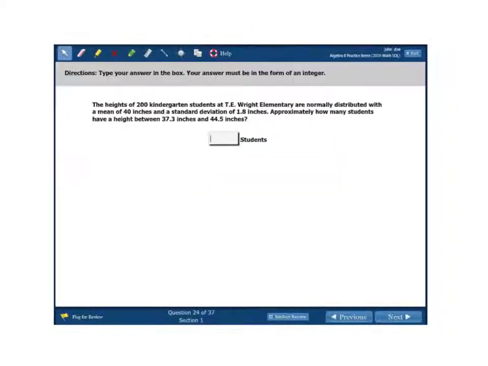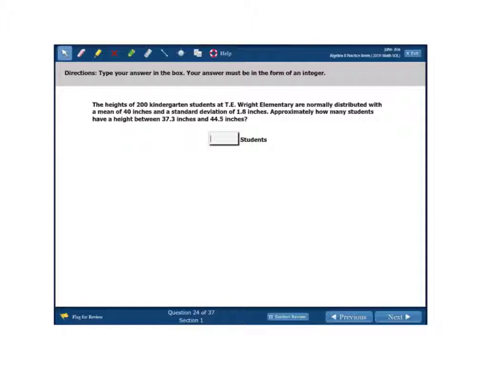Next. Type your answer in the box. Your answer must be in the form of an integer. 200 kindergarten students at T.E. Wright Elementary are normally distributed with a mean height of 40 inches and a standard deviation of 1.8 inches. Approximately how many students have a height between 37.3 inches and 44.5 inches?